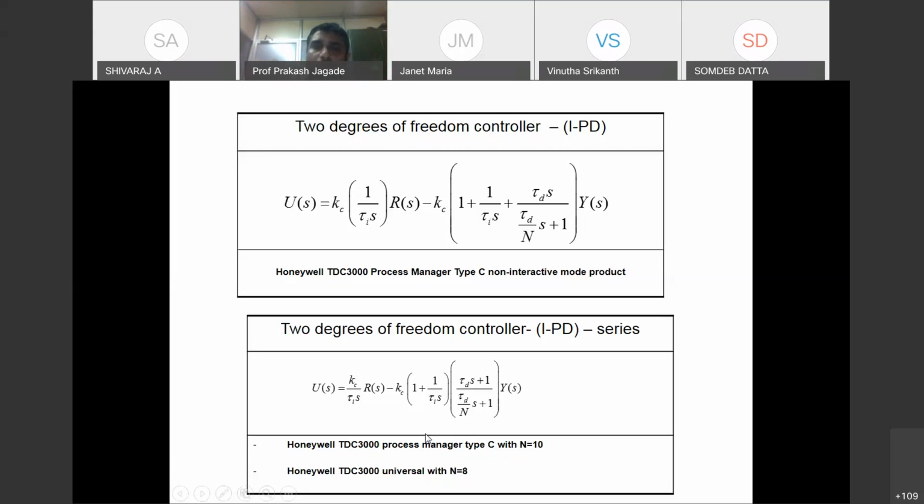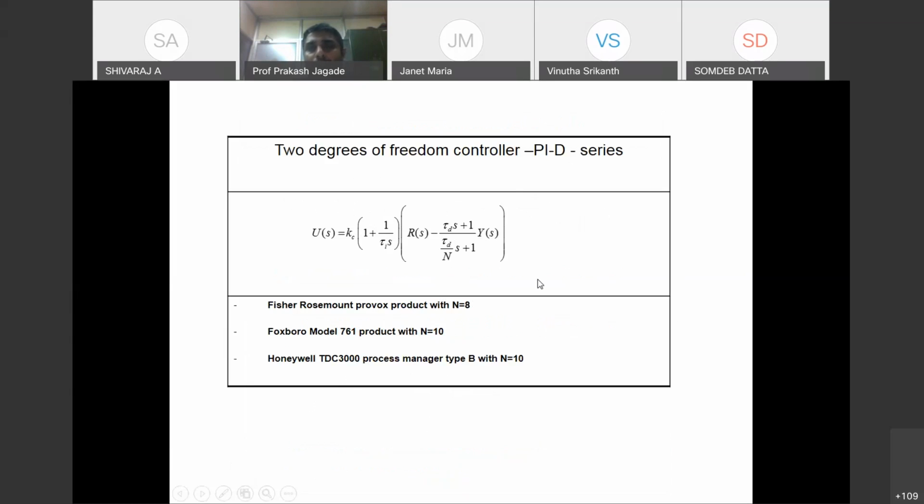So IPD series form PID controller, and here this is again a series form PI-D, which is proportional action and integral action based on error, and derivative action based on measurement. So both single degrees of freedom PID controllers are available in the market. Similarly, 2 degrees of freedom PID controllers are also available in the market.